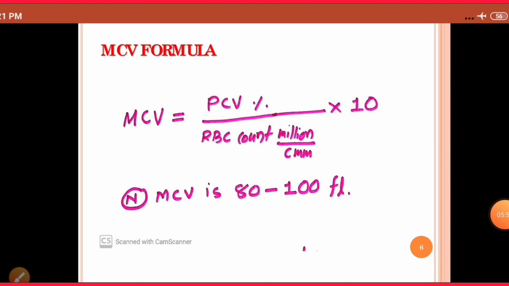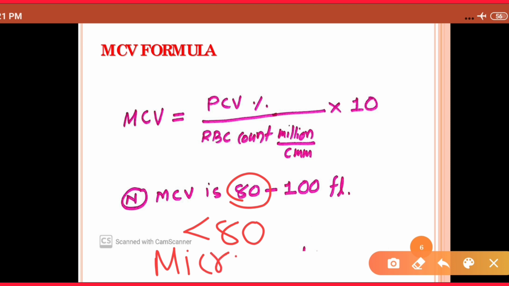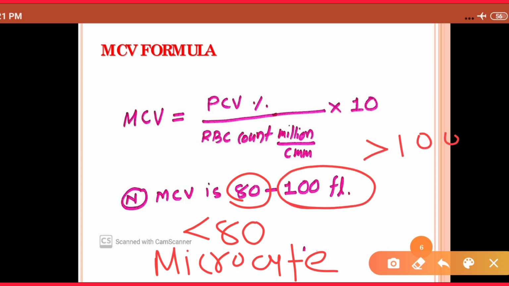So guys, these indices will reflect the size or volume of red blood cell, don't forget it. If your MCV value is less than 80, then your red blood cell is called a microcyte. The size is reduced, right? If it is greater than 100, then the size is increased, so that red blood cell is called a macrocyte.